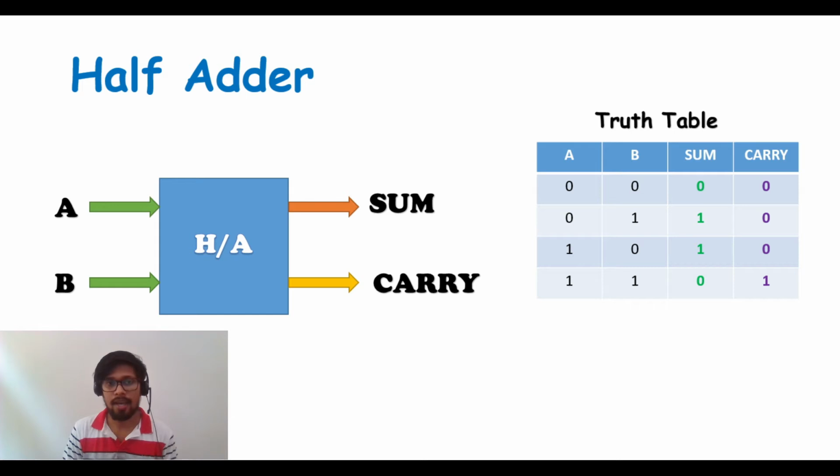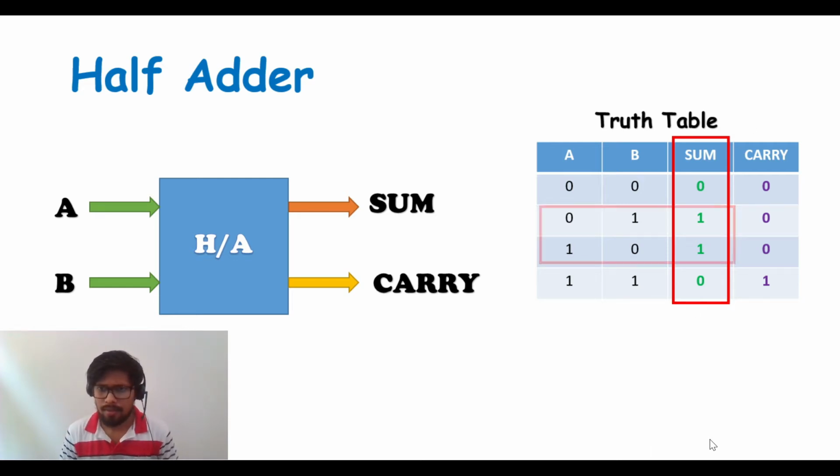Before going to design our half adder circuit, we need to identify the logic gates that we need. To do that, we need to analyze this truth table. First, take the sum column. We can see that when the A and B inputs are different, it generates 1, and when both inputs are the same, it generates 0.